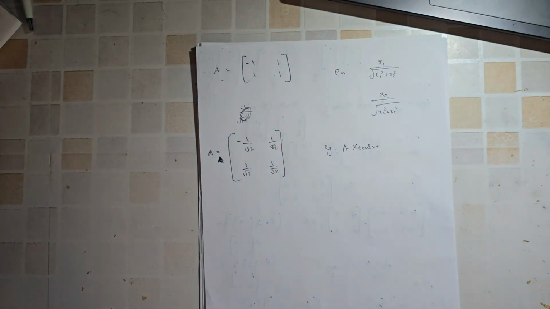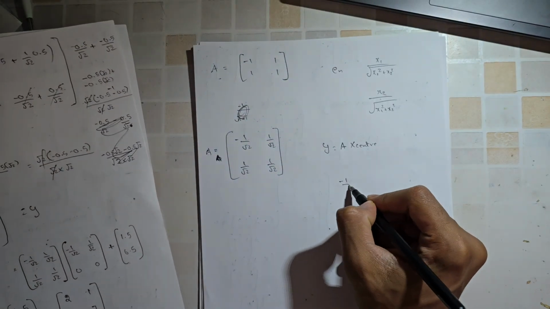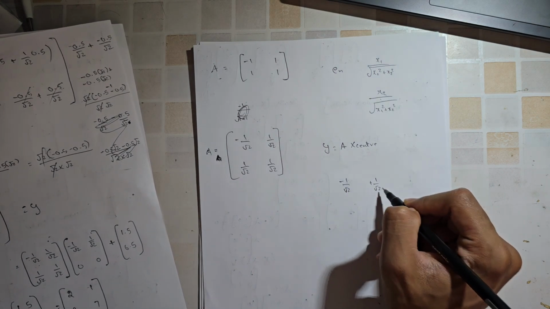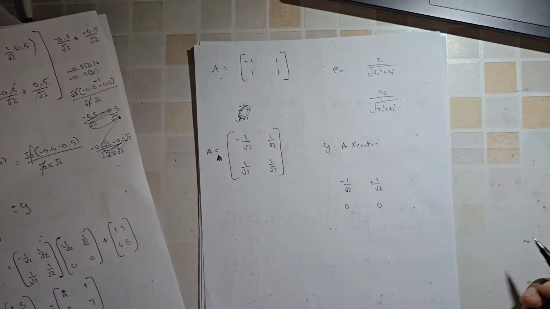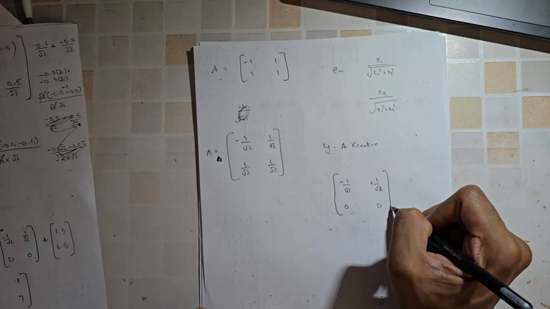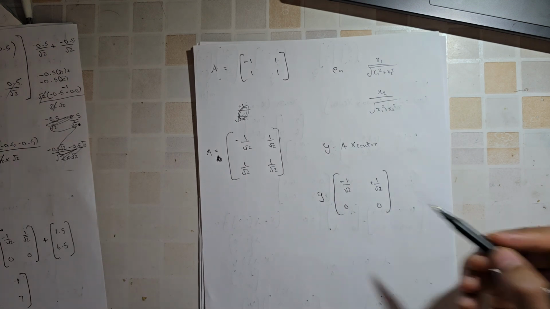Then once you do that, you have to multiply, and what will you get as the final answer? Minus 1 by root 2. Here it will be plus, sorry, minus will be only one place, but the values below will become 0. This matrix y is equal to this. I am skipping the calculation part. Now we got y as this.